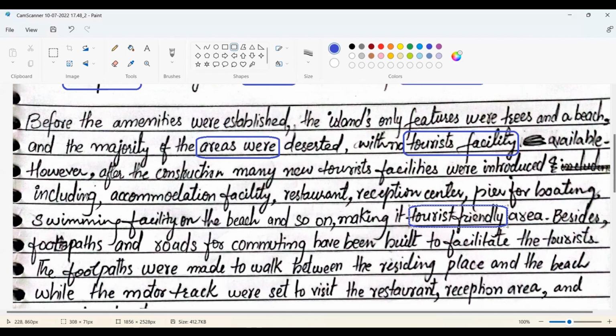This sentence is okay. After the construction, many new tourist facilities were introduced: accommodation facility, restaurant, reception center, fire for boating, and so on. So, are there any others that you did not mention? Yes. I didn't mention them in this sentence, but they were introduced later on. I have written them in later sentences. The next sentence. Okay, let me see.